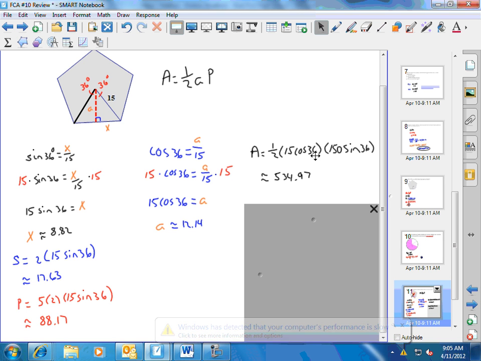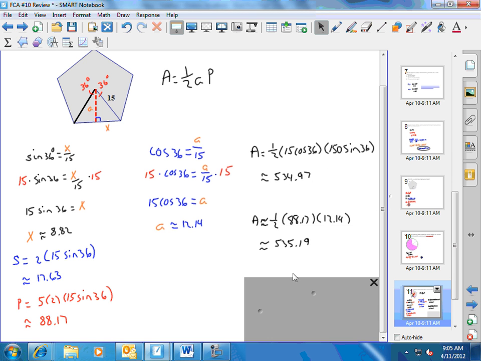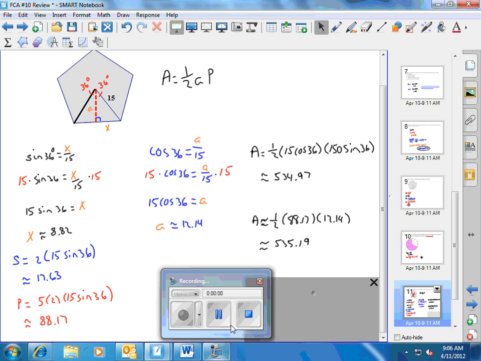So using my trig ratio values as my apothem and my perimeter, I get approximately 534.97. If I use my estimates, I get approximately 535.19. Okay, so apothem and perimeter. Well, this right here is the perimeter, and 12.14 is the apothem. All right, so I reverse those. So that's an example of finding the area of a regular polygon.